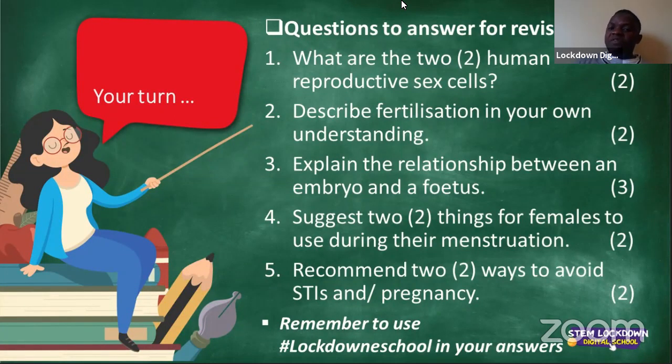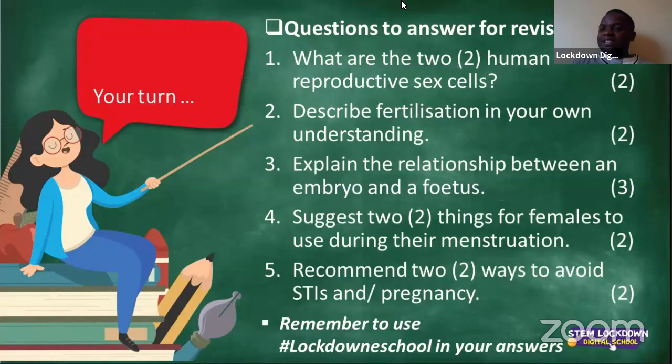The 4th part of this activity that we're going to use as a revision exercise is to suggest 2 things that we are going to suggest that they be used by our female classmates, our girl sisters, during the process of menstruation. What are 2 things that you know that are safe, that are sanitary, that are currently being used, that you will suggest that they continue being used? So we suggest those 2 things.